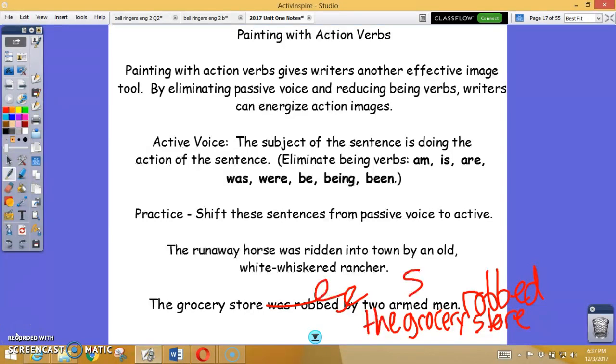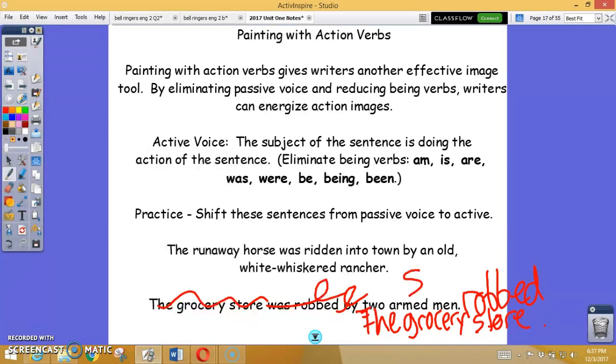So adjusting it in this way would make the sentence correct. 2 armed men robbed the grocery store. That would be the correct way to phrase this sentence rather than having it all out of whack like it was before. And that would make this sentence active. Okay? So that's really all there is to this.